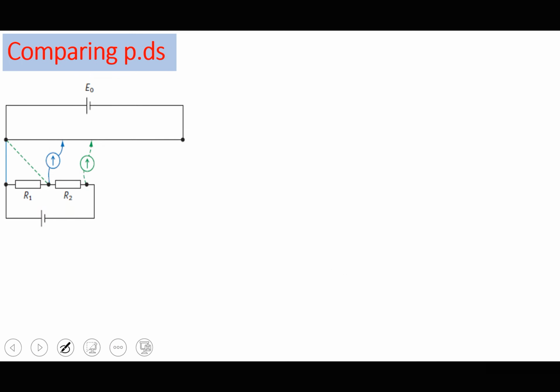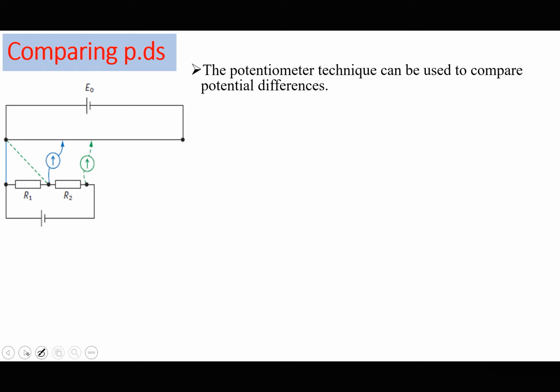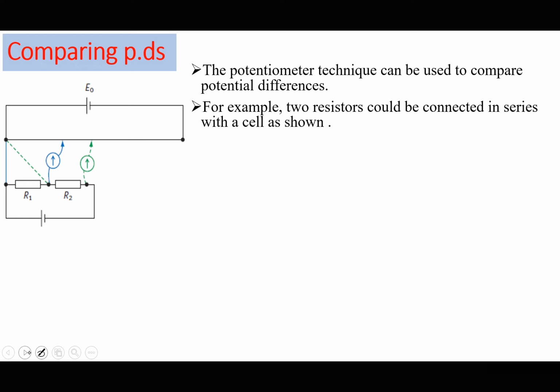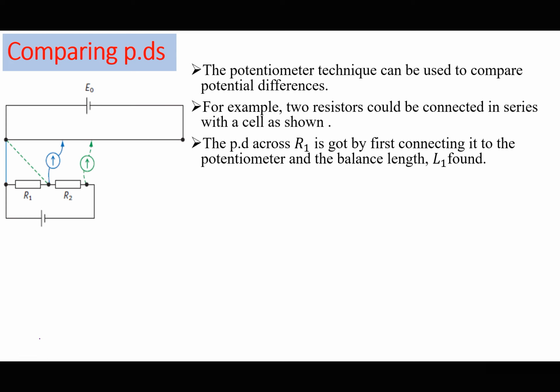Let's also see how we use the potentiometer to compare PDs. So the potentiometer technique can also be used to compare potential differences. For example, here we have two resistors. Two resistors could be connected in series with the cell as shown in the figure here. And the PD across R1 is got by placing the galvanometer in the first position here.